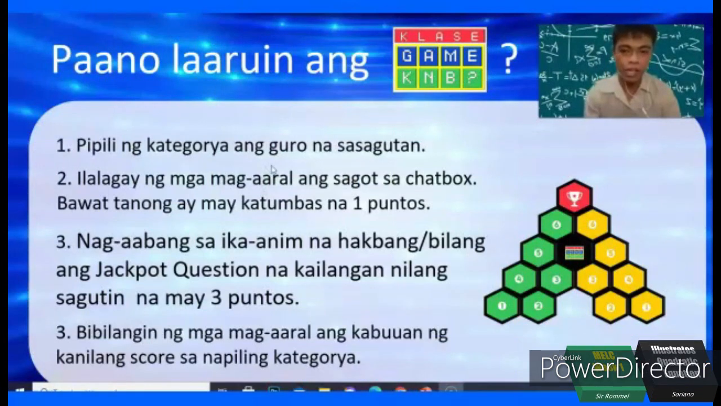So, pipili ng kategorya ang guro na sasagutan. So, pipili ako. Ilalagay ng mga mag-aaral ang sagot sa chat box. Pero hindi na natin ilalagay sa chat box, ilalagay na natin sa papel. Bawat tanong ay may katumbas na isang puntos. Nag-aabang sa ika-6 na hakbang or bilang ang jackpot question na kailangan nilang sagutan na may 3 puntos. Bibilangin ng mga mag-aaral ang kabuuan ng kanilang score sa napiling kategorya. So, kung naintindihan natin students, so ready na ang papel and ballpen? Okay.